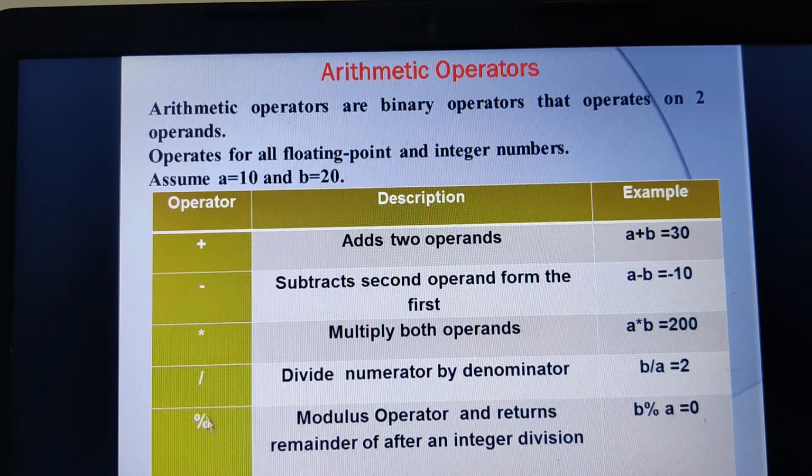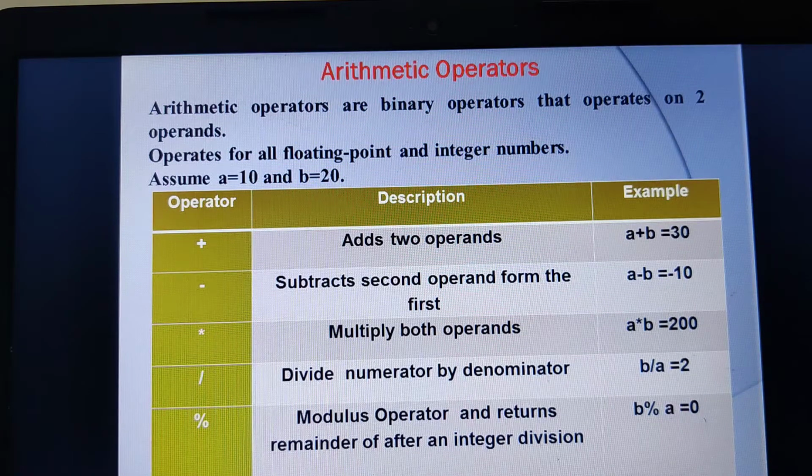And which kind of data type will it operate on? It operates on all floating point and integer numbers. Floating point in the sense what? Fractional numbers. And integer numbers in the sense what? Whole numbers without any fractional part. So on all floating and integer numbers you can use the arithmetic operators.